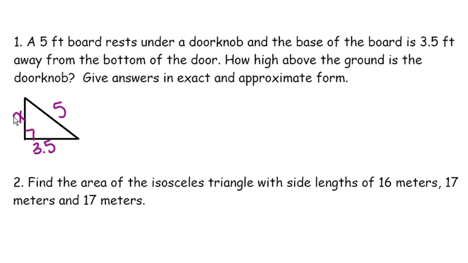So that is the side we are looking for, which means to use our Pythagorean theorem, we get 5 squared equals x squared plus 3.5 squared. Now it asks for the answer in exact and approximate form. And remember, exact form means simplest radical, so simprad. And approximate means we're going to round.